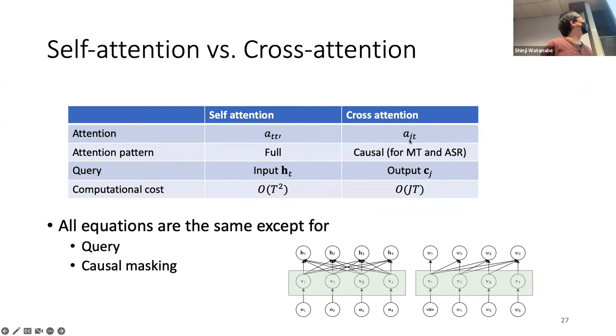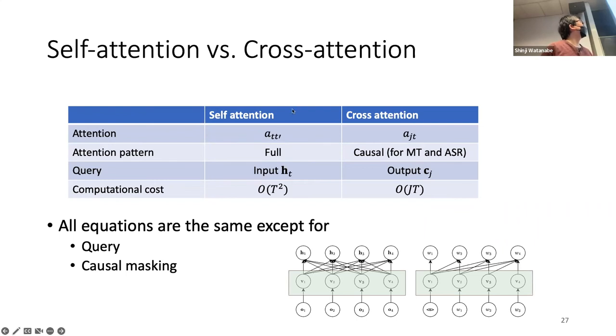And then the cross-attention is converting the information from the source to the target, or the input speech feature to the output token. So this is a difference. And the other difference is that the query in the self-attention came from the original input, but the query in the cross-attention case came from the output token.